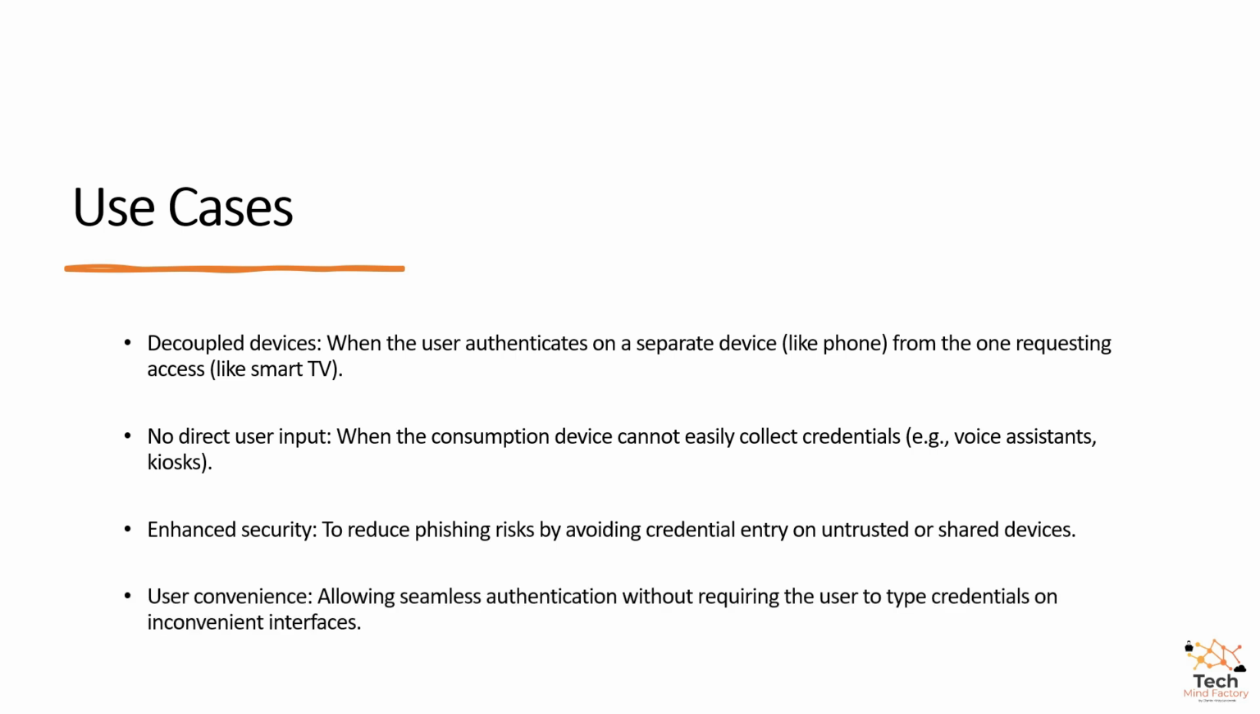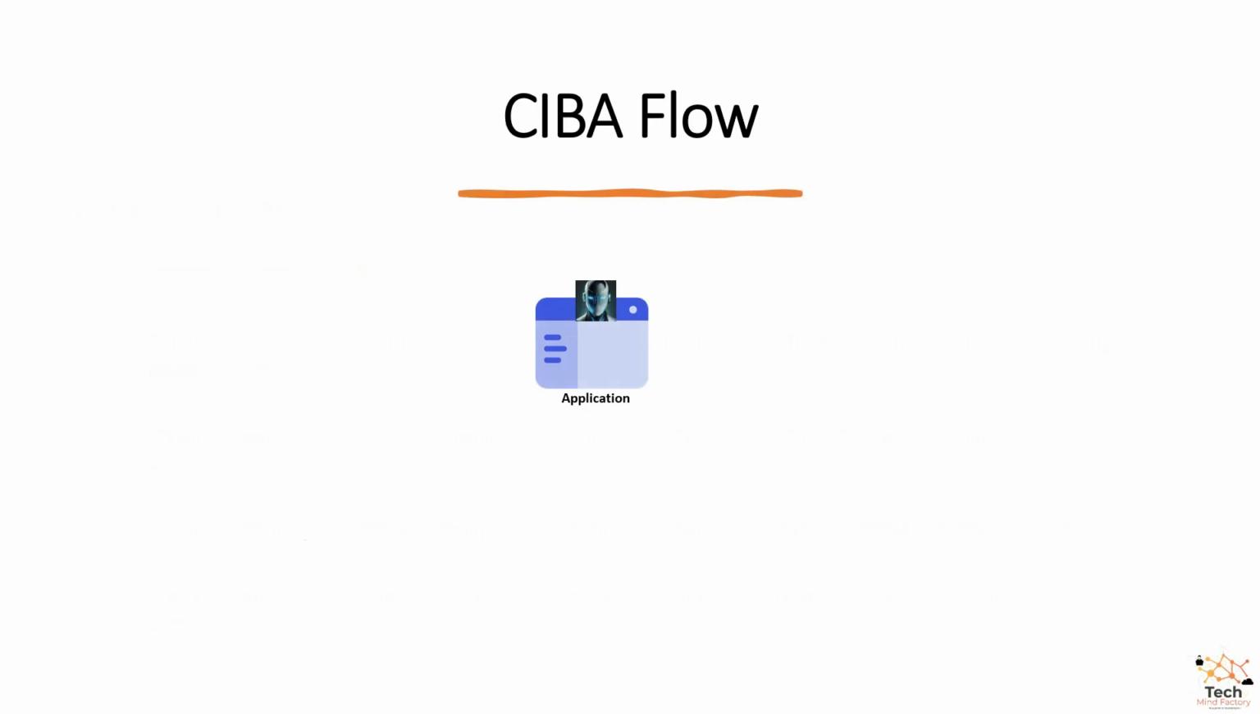And also user convenience. So allowing seamless authentication without requiring the user to type credentials on inconvenient interfaces. Yes, so again, instead of making the user type credentials on not necessarily a convenient device, the user can approve authentication or authorization requests on a mobile device, for instance. Perfect. So now let's talk a little bit more about the CIBA flow.